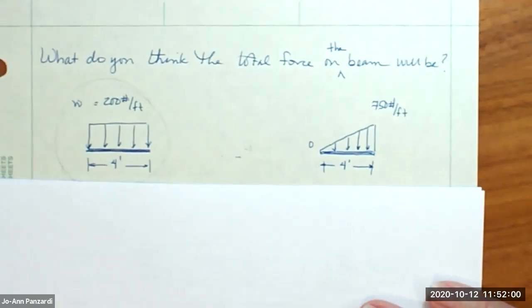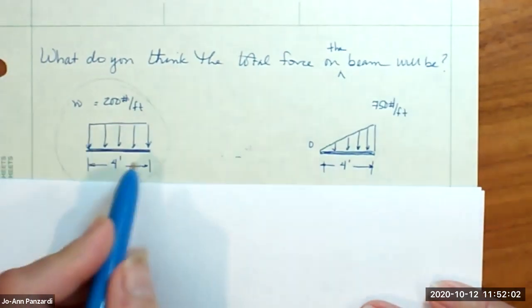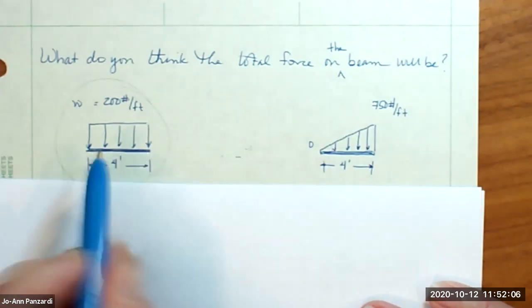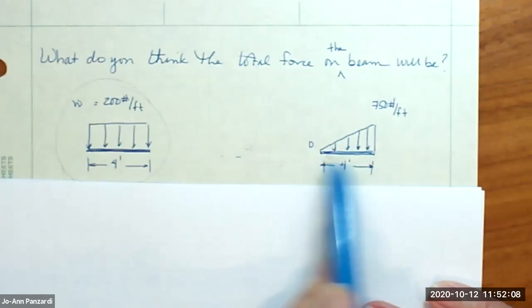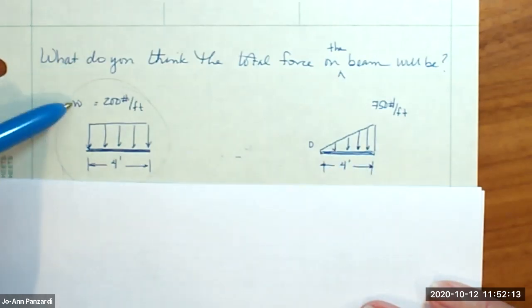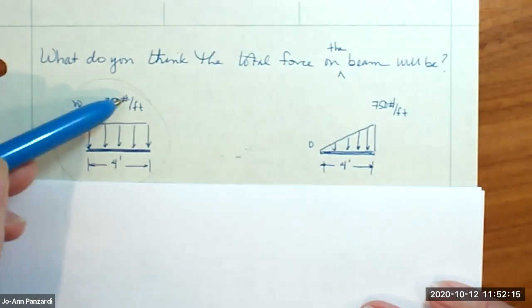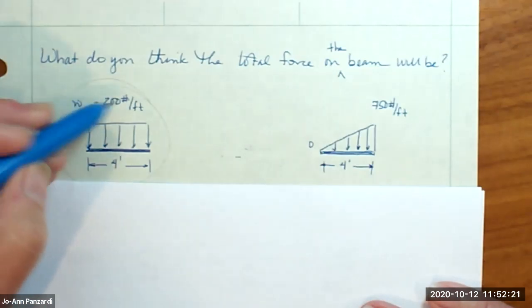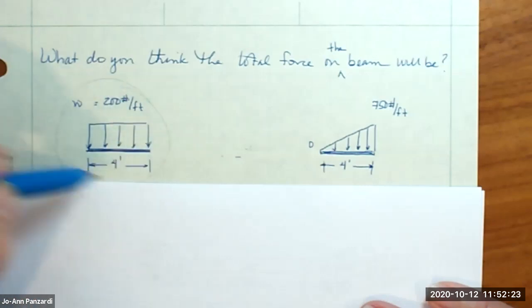So here's two examples. We're looking at a beam here, and a beam is always horizontal. And we also have a beam here. We're going to look at the rectangular one first. So W, omega, is given as 200 pounds per foot. And the length of this beam is 4 feet. So how would you determine the total load on this beam?